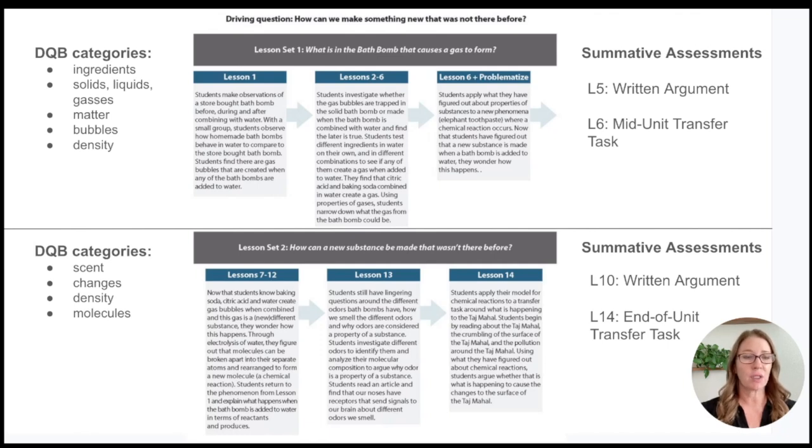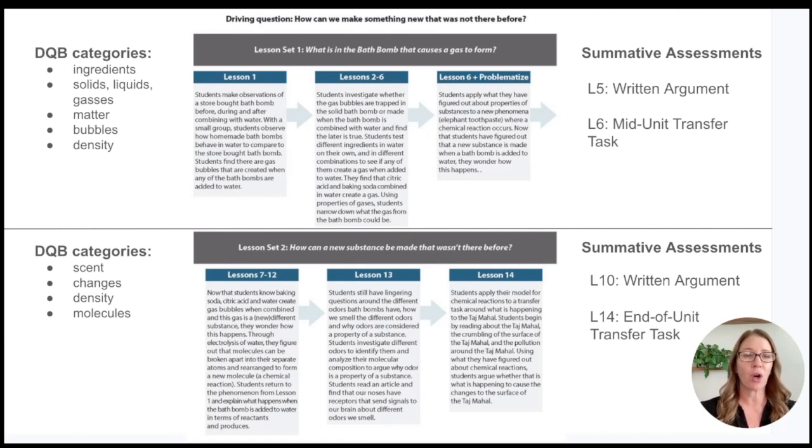Now, this is just a quick overview of the unit, and you will see that the unit is divided into 2 lesson sets. The first lesson set answers the driving question, what is in the bath bomb that causes a gas to form? During lessons 1 through 5, we do a lot of investigations about the ingredients that are in the bath bomb, what happens when you mix them with water, where are the bubbles coming from? Are they in the bath bomb, or are they something new that's made? And we figure out those science ideas.